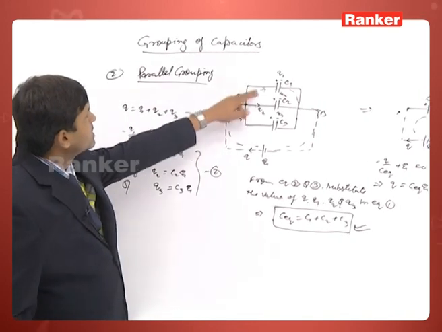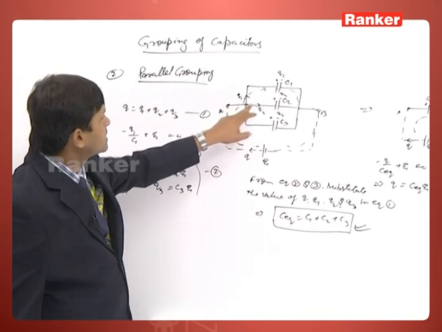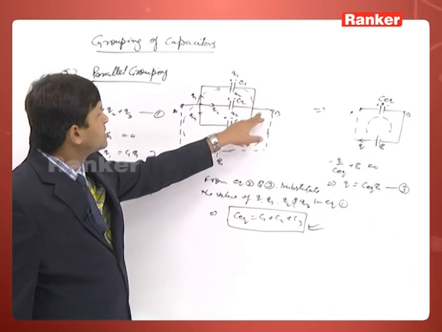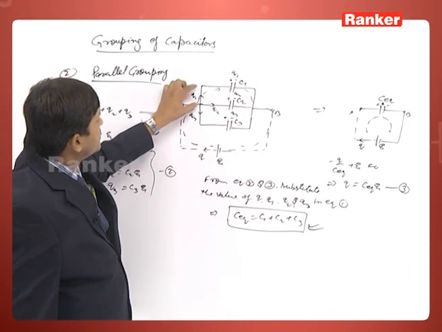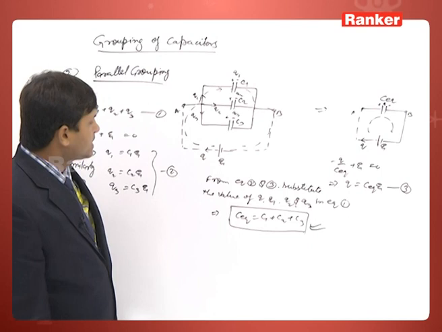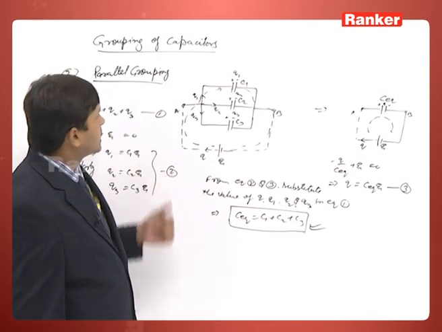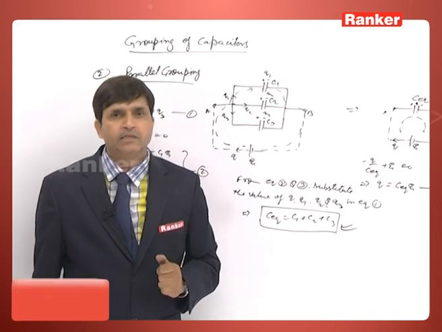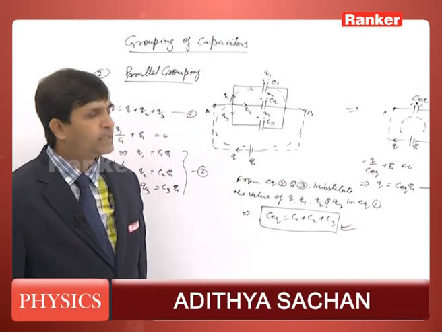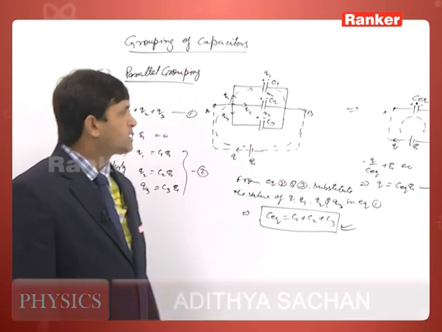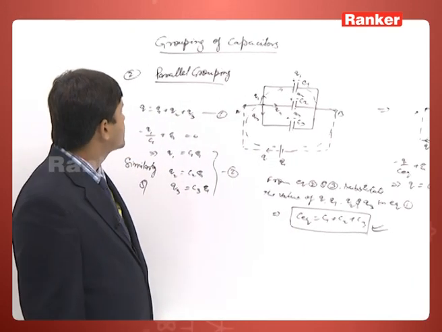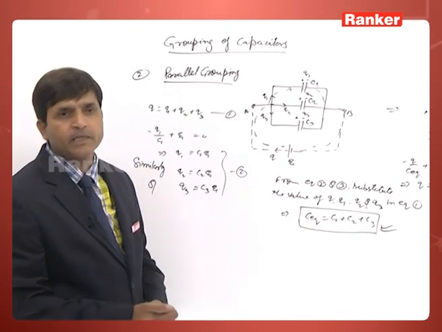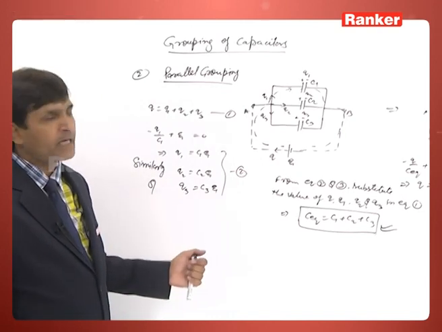Parallel means capacitors should be connected across the same common points, or the potential difference across the capacitors is the same. So these two relations, one for the series grouping and another for the parallel grouping, will help to calculate the equivalent capacitance. See the application of this series and parallel grouping in the calculation of equivalent capacitance.